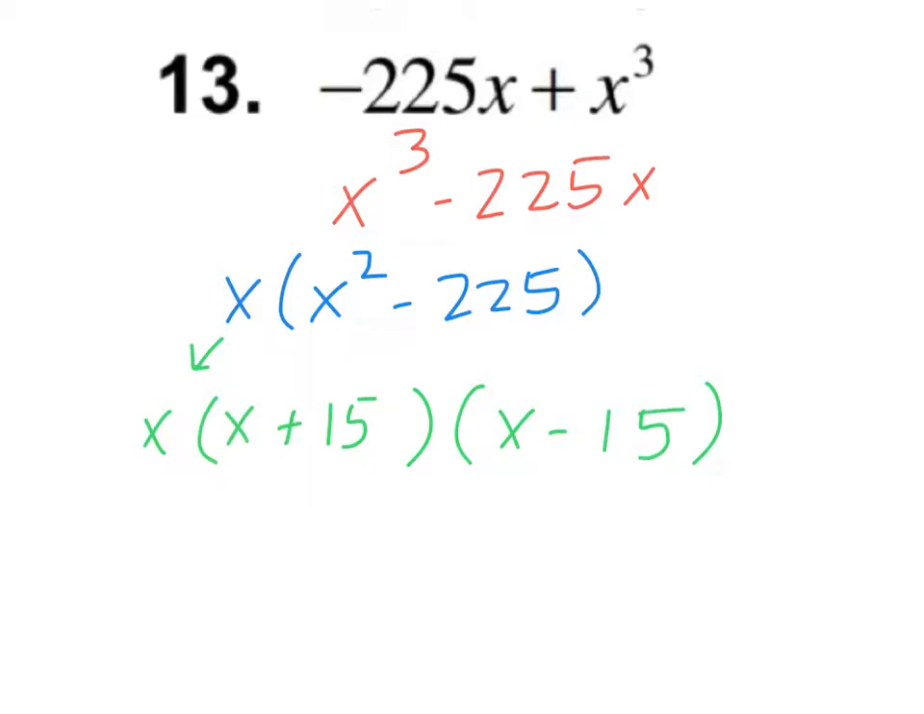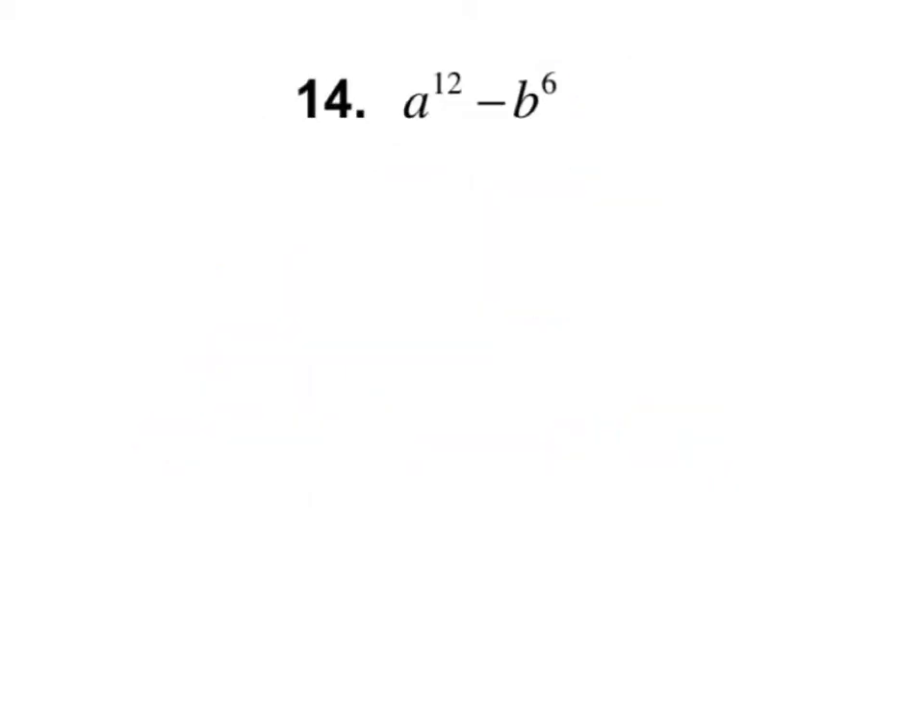times x minus 15. Okay, so here again, I could treat this as a difference of perfect squares or a difference of perfect cubes. They both are valid. So I'm going to go with a difference of perfect squares first. When I do that, I'm going to get a to the 6th plus b to the 3rd times a to the 6th minus b to the 3rd.